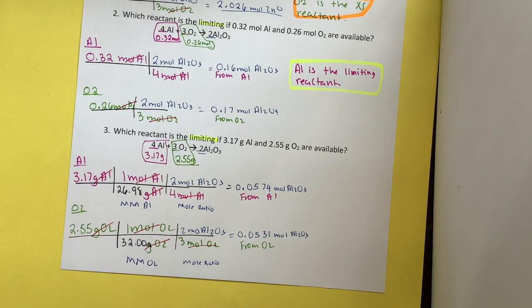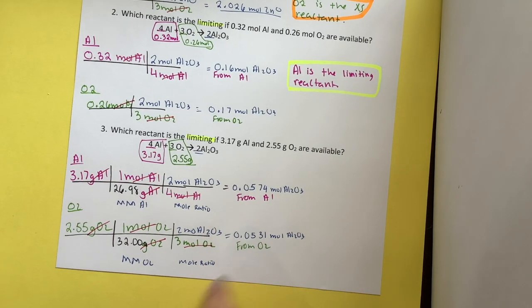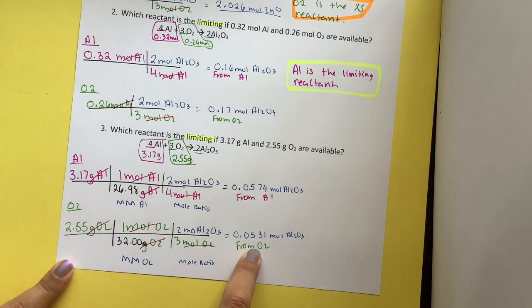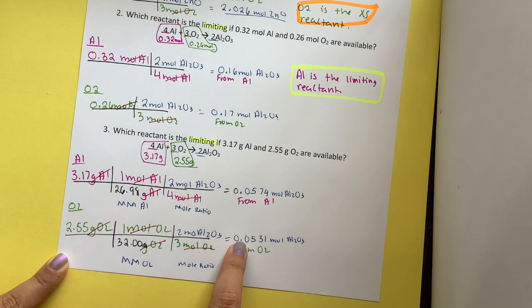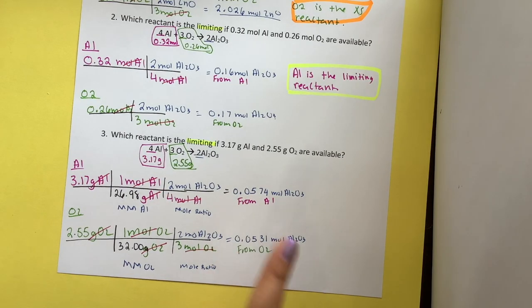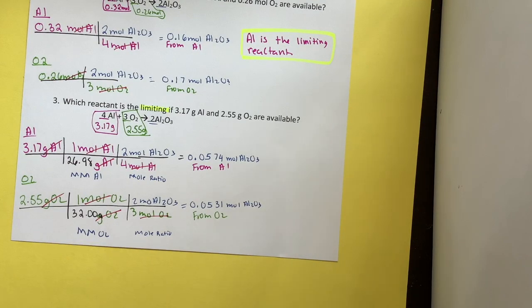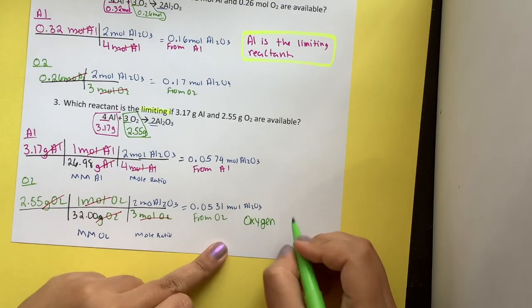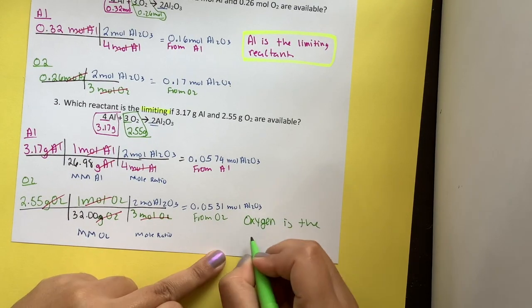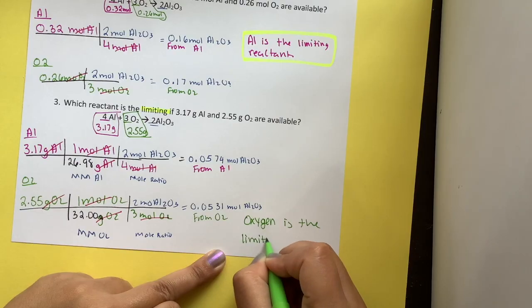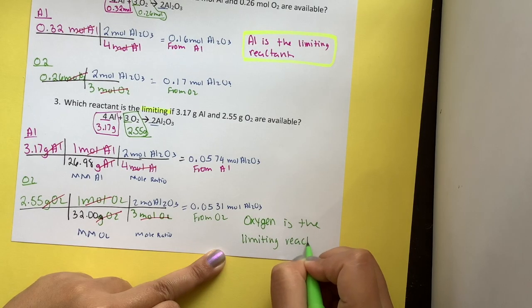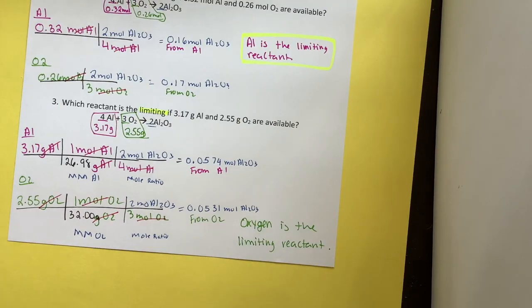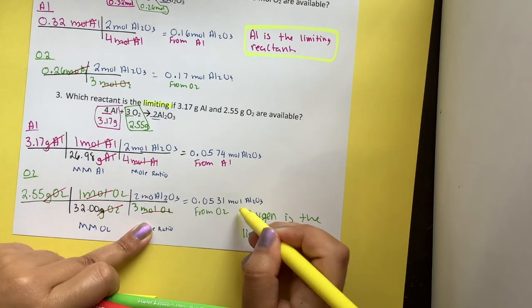So which of these 2 reactants, aluminum or oxygen, produces the least amount of product? Oxygen produced the least amount, right? Oxygen was only able to produce 0.053. Aluminum produced a little bit more. So that means that oxygen is the limiting reactant. Okay, I am done. That's my final answer.